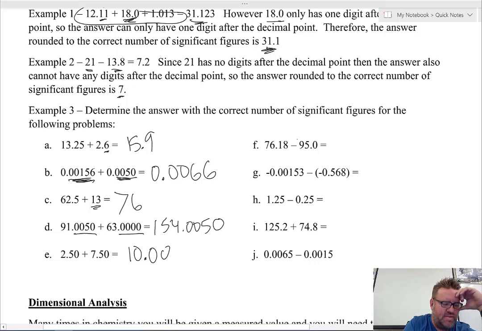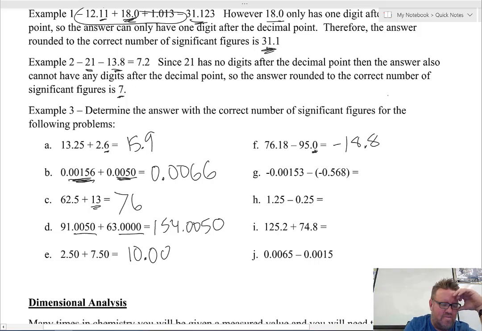Okay, letter F, 76.18 minus 95.0 is a negative number, obviously. Negative 18.82. Okay, and 95.0 only has one digit after the decimal point, so we can only have one digit after the decimal point. So negative 18.8 would be our final answer.